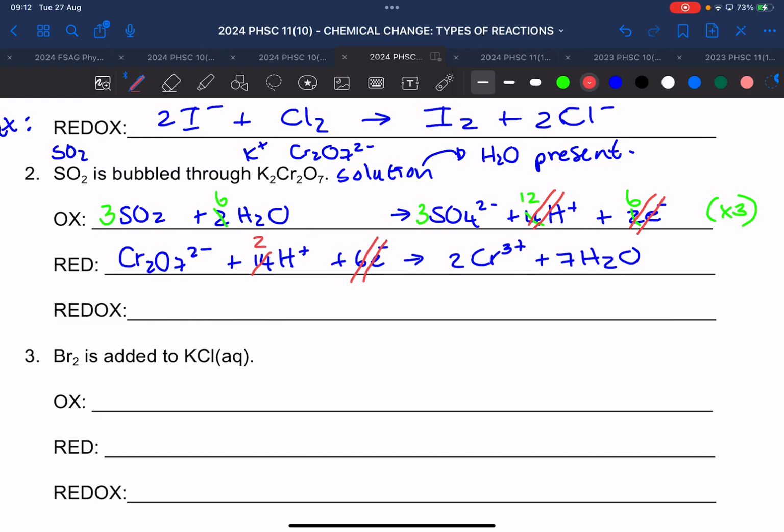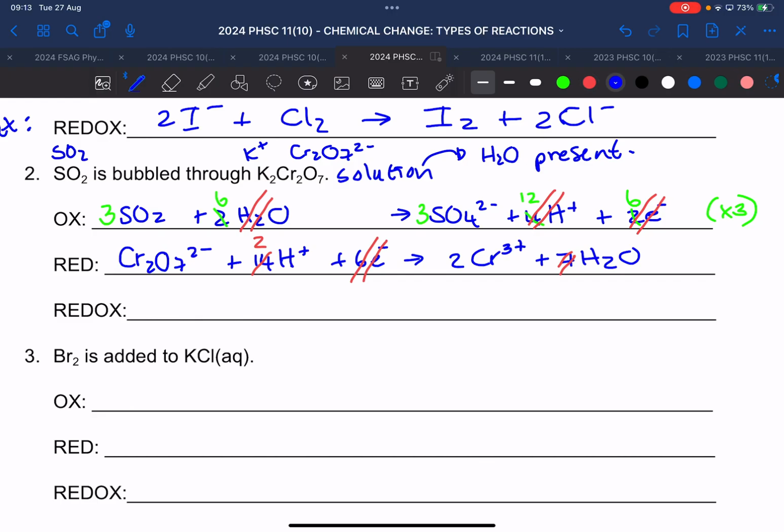Yes. Here I have 6 waters. Here I have 7 waters. So this is going to be cancelled out completely, and here I'm going to have 1 water left. Yes, water molecules, yes. Alright, so there's nothing else I can cancel out.